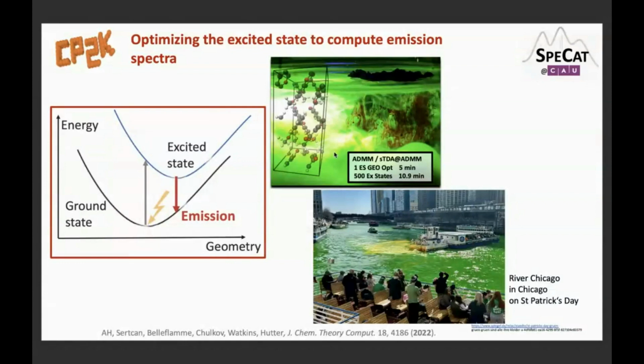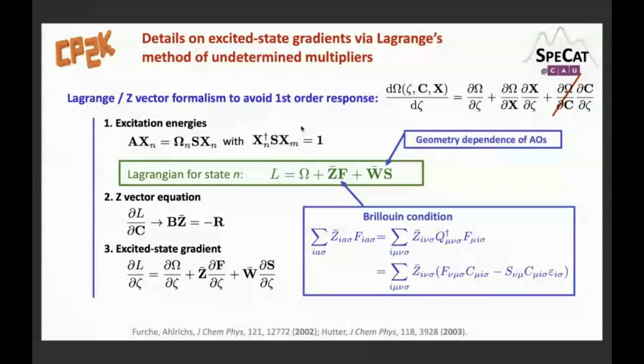But I hope I can convince you that we now have a code which allows us to do such computations very fast. For example, here the timings given for such a solid for fluorescein, which is a dye used to color rivers green, as you see.